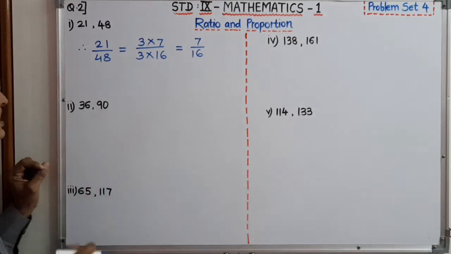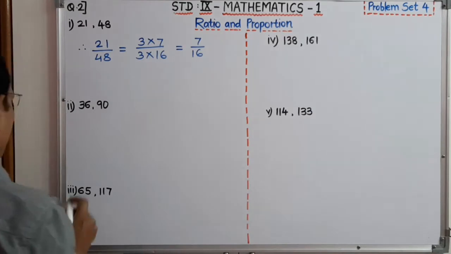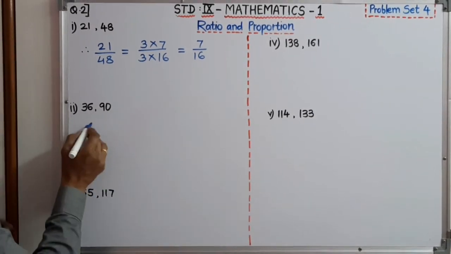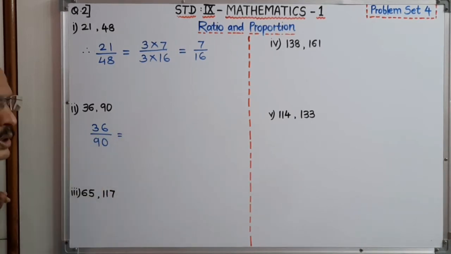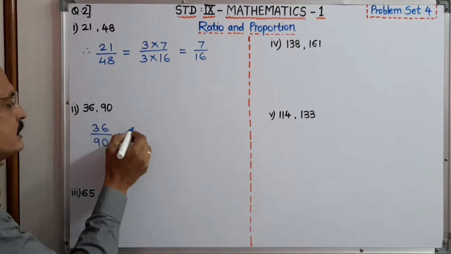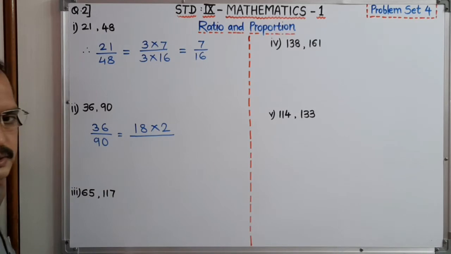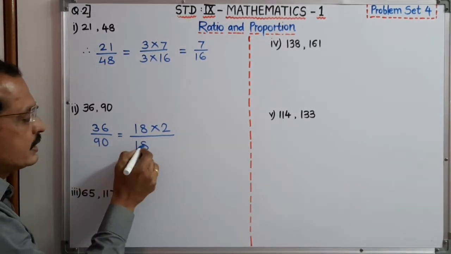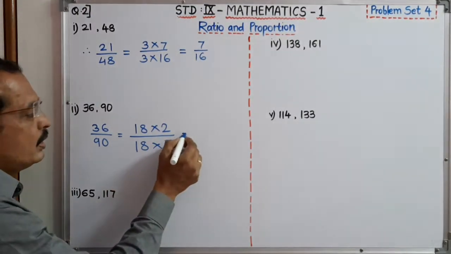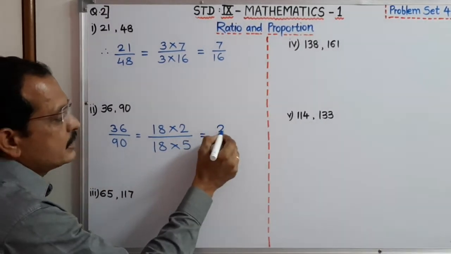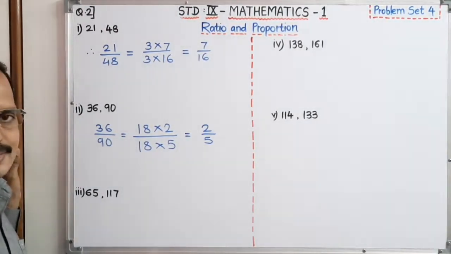Now, dear student, see the second one. It is 36 and 90. Here 36 and 90, we have to write 36 upon 90. Therefore, dear student, all of you know that if we simplify this, it is 18 2s are 36 and here 18 5s are 90. Dear student, you must know the table. Therefore, this 18 gets cancelled. The reduced form is 2 upon 5, or we can write 2:5 also.